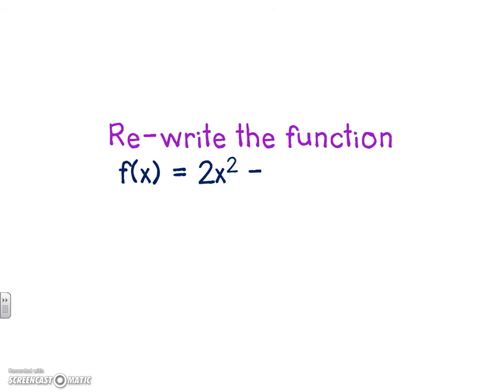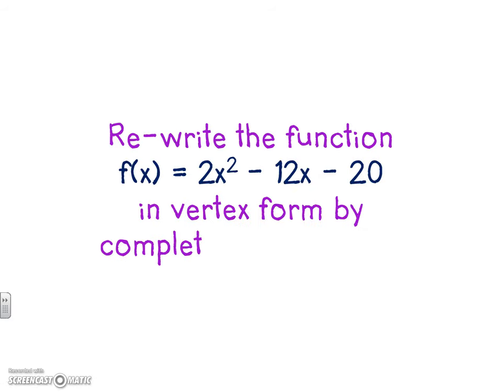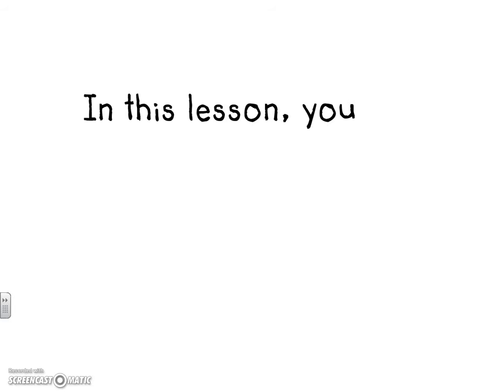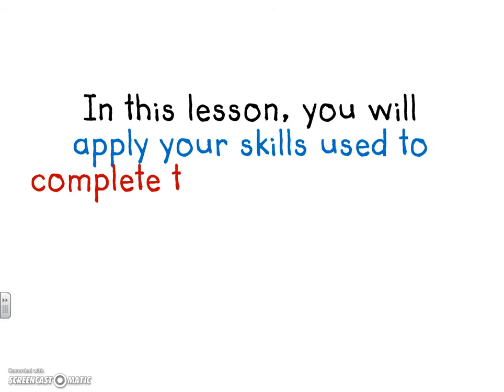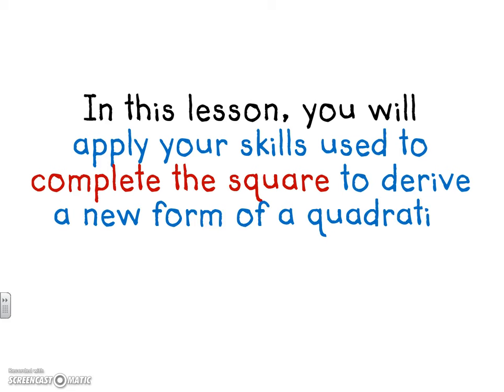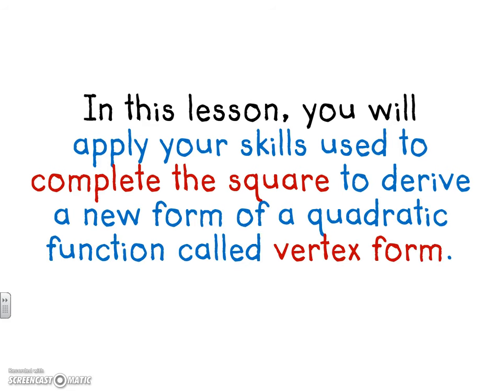Rewrite the function f of x equals 2x squared minus 12x minus 20 in vertex form by completing the square. In this lesson, you will apply your skills used to complete the square to derive a new form of a quadratic function called vertex form.